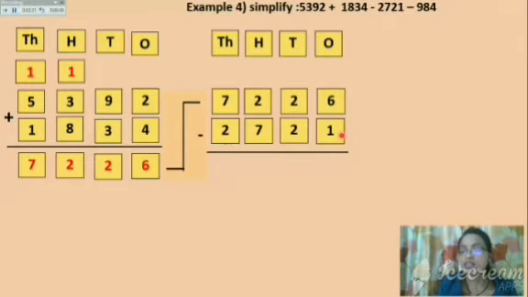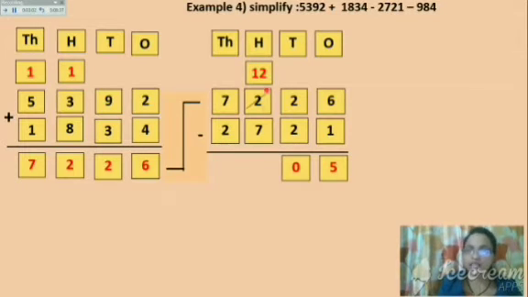6 minus 1, how much? 5. Then in the tens place, 2 minus 2 is 0, same number minus same number is 0. Now can you subtract 7 from 2? No, you have to borrow. After borrowing, you get 12. Now 12 minus 7 is 5. The 1000 place has given one to the 100 place, so you are left with 6. Then 6 minus 2 is 4. So here we get the answer 4505.